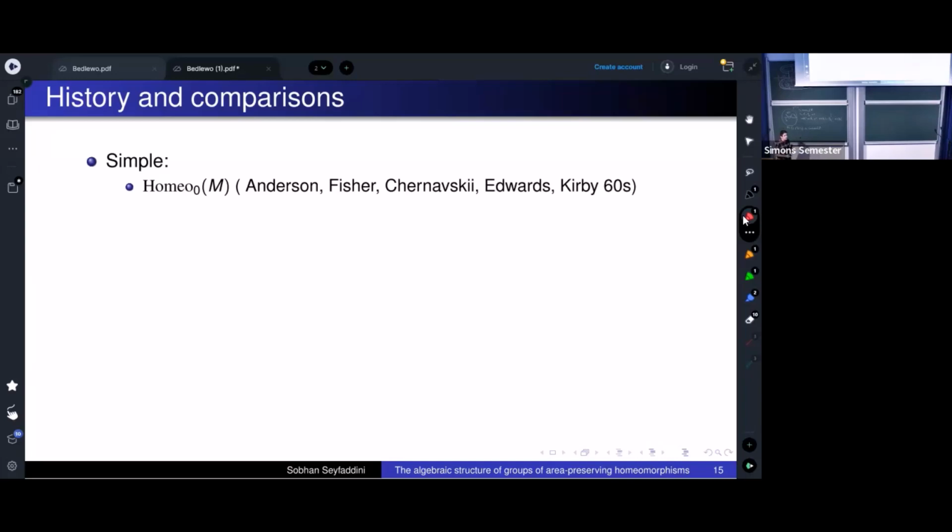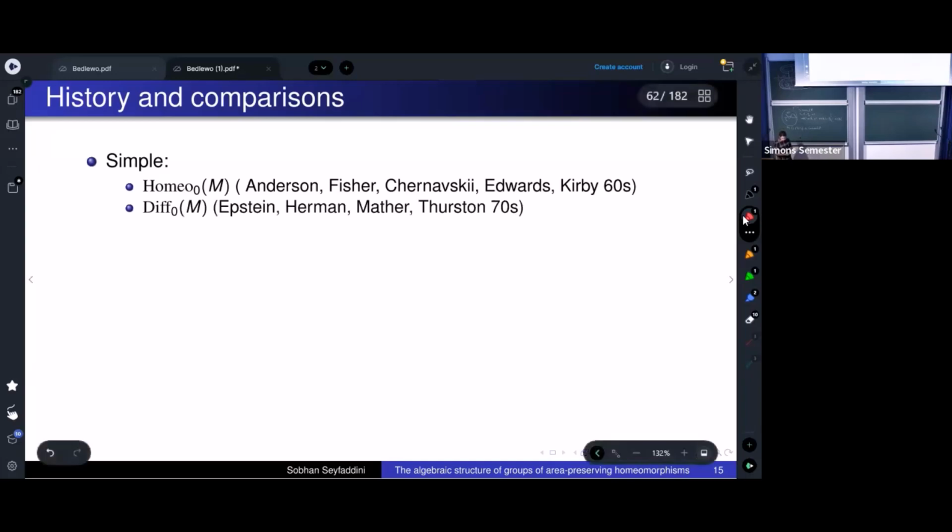Then the case of diffeomorphisms, which you asked about, people studied this case in the 1970s. It came up in Thurston's work on classification of foliations. And again, it turns out the group is simple, and it involves a beautiful body of work by Epstein, Herman, Mather, and Thurston.